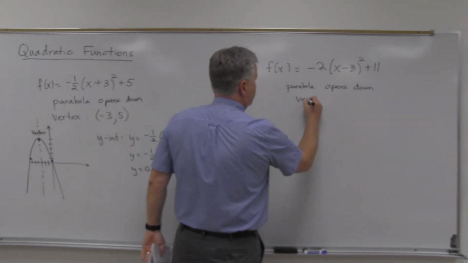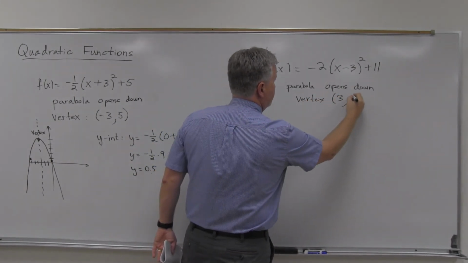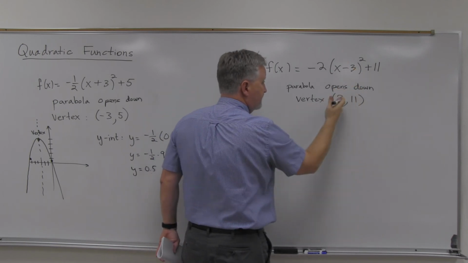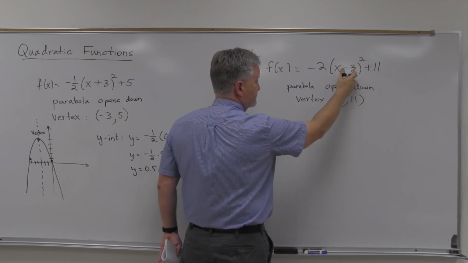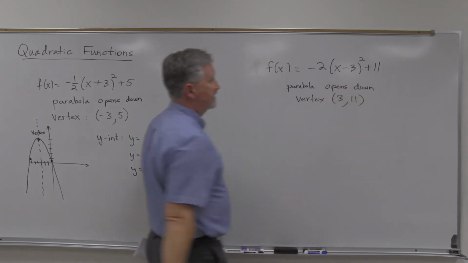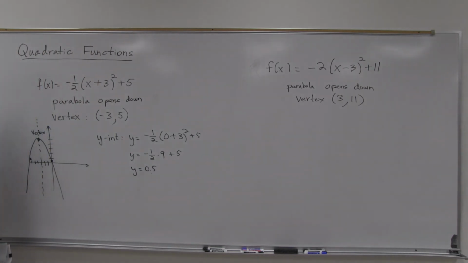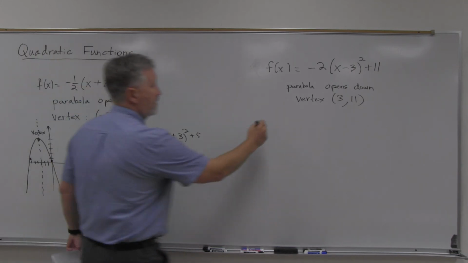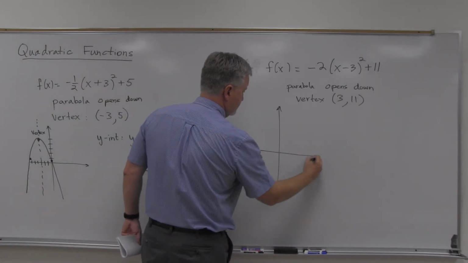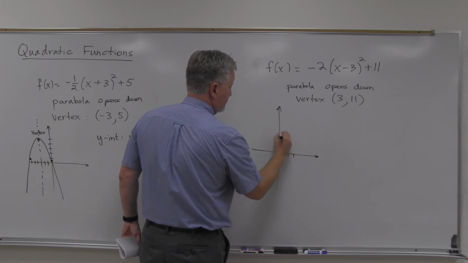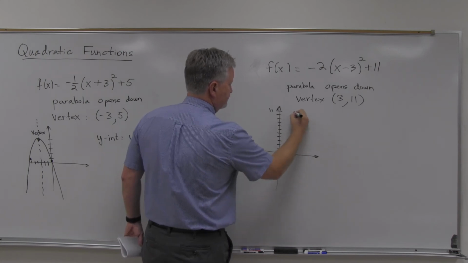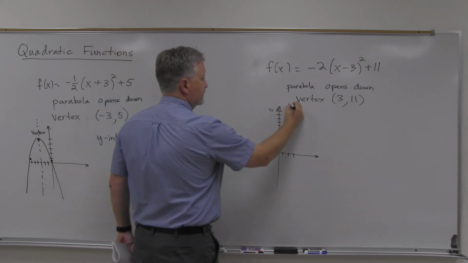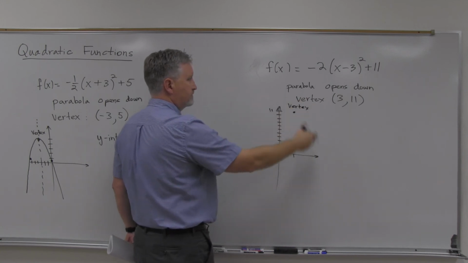And what's my vertex? Positive 3, positive 11. We do the opposite of what's inside with the x in the parentheses, but then the k is just whatever it is, positive or negative, just take it as it is. Okay? Positive 3, positive 11. That's my vertex. And since it opens down, here we go.